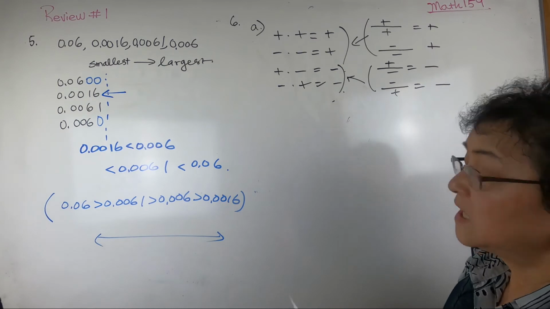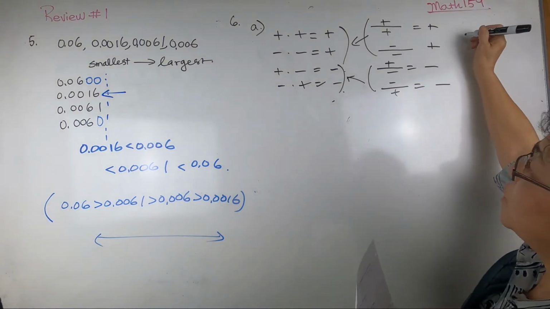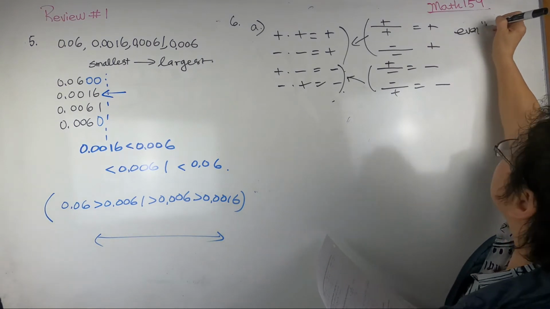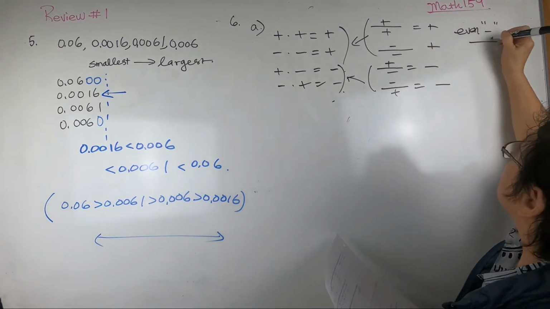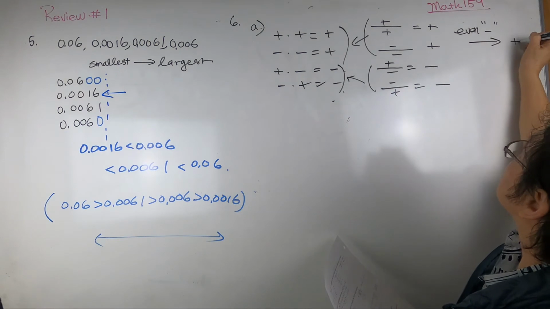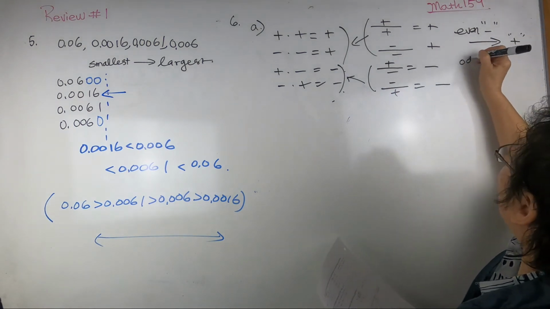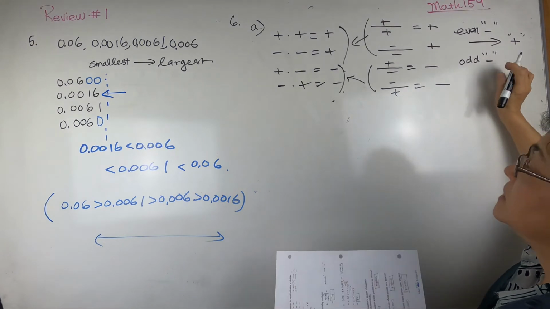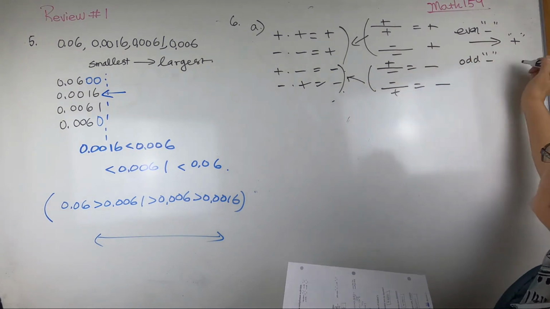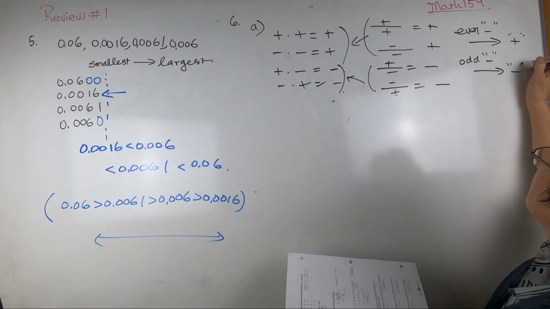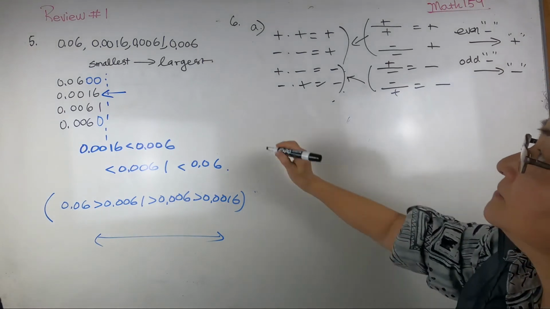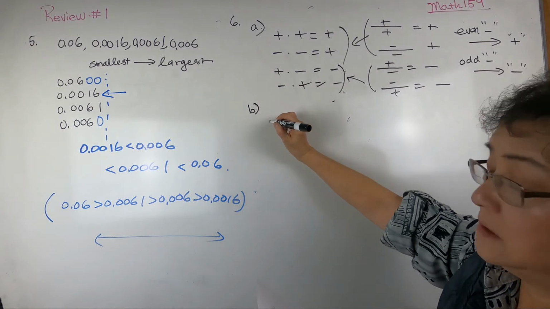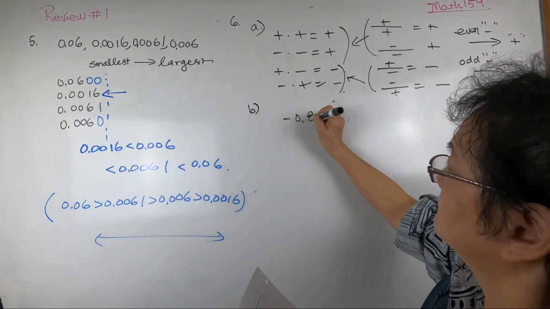Okay? And we also know what? Even number of negatives multiplied together, you should get a what? Positive. Right? Odd numbers of negatives multiplied together, you should get negative, right? We did that.